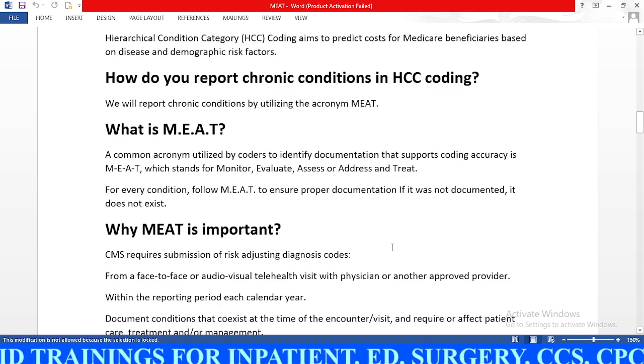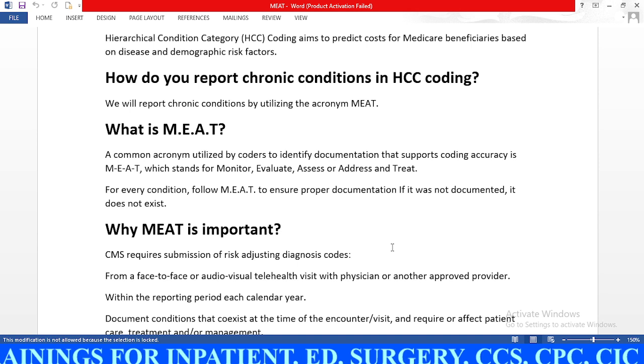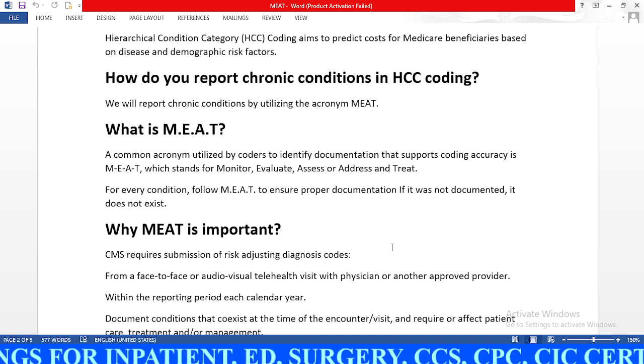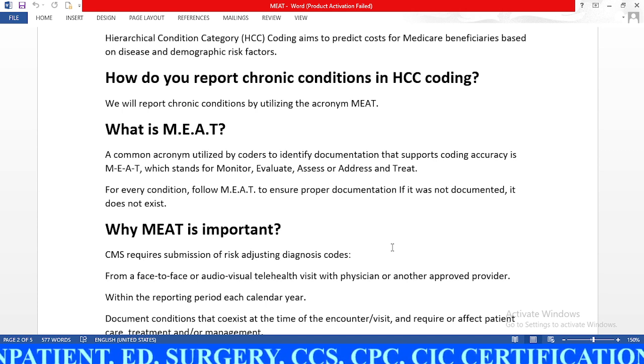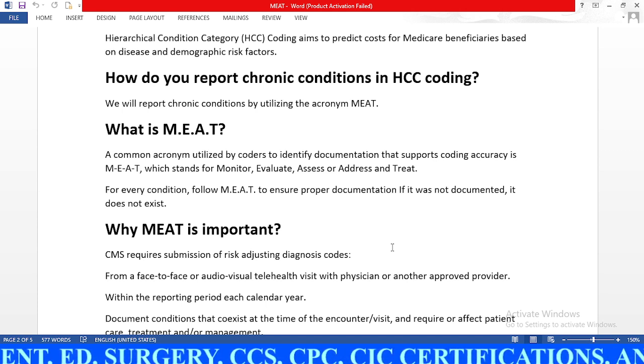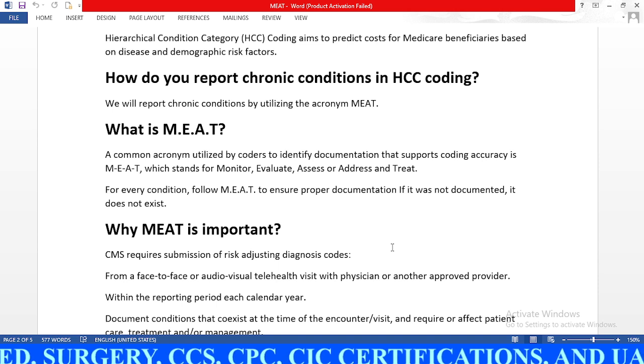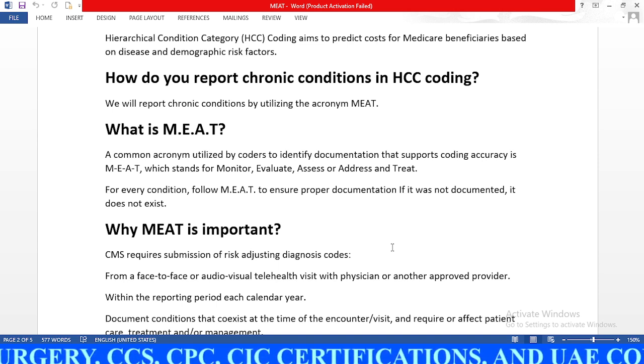Next, how do you report chronic conditions in HCC coding? Usually we report chronic conditions by utilizing the acronym M.E.A.T. So our topic concept is M.E.A.T. Now we are going to learn M.E.A.T.